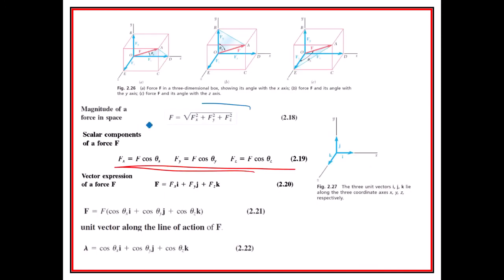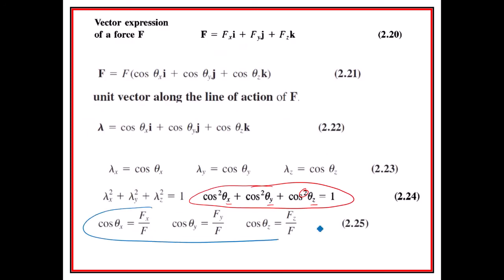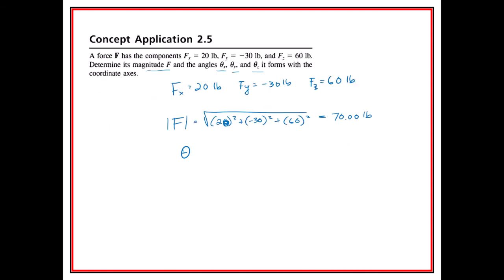In terms of equations, we used this right here, and now we can simply use the backwards way of these, which are defined right here. So just take the components divided by the magnitude and take the inverse cosine. So theta x is the inverse cosine of fx over f, which is going to be 20 divided by 70, and we get 73.40 degrees.